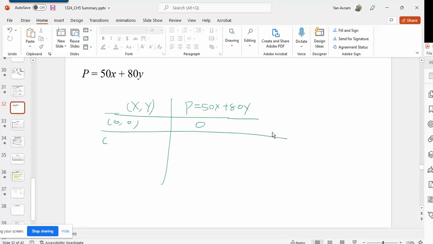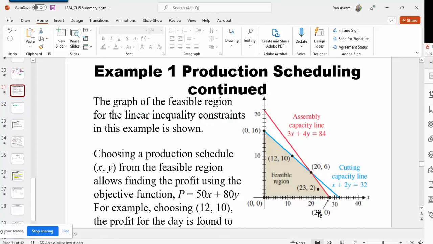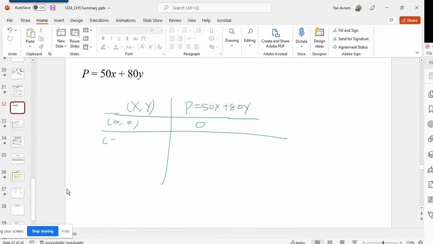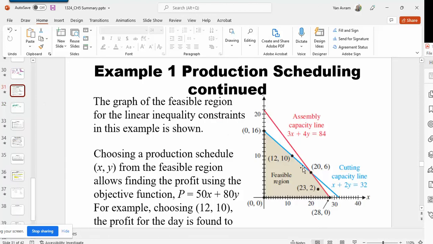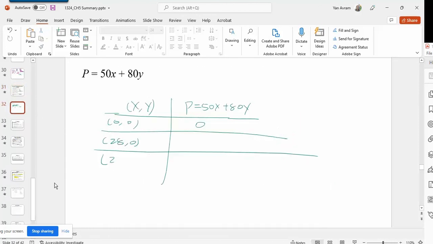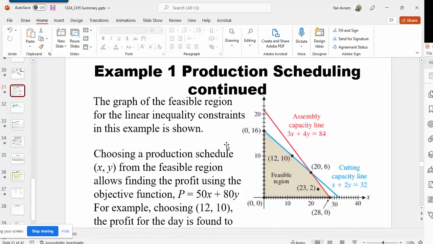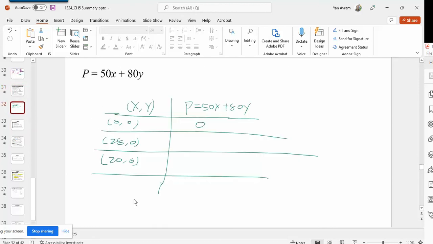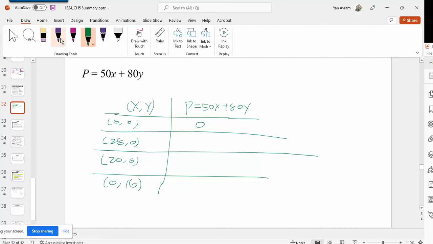And then we're going to have this corner point right here, 28 and 0. Okay, 28, 0. Okay, that's one point. And then we have another point here, 20 and 6. Alright, so that's another point. And then the corner point right here is 0 and 16. So 0 and 16. And then we're going to plug it in here to do the calculation, and then see which one is the maximum. So we want to find the maximum value of P, right?